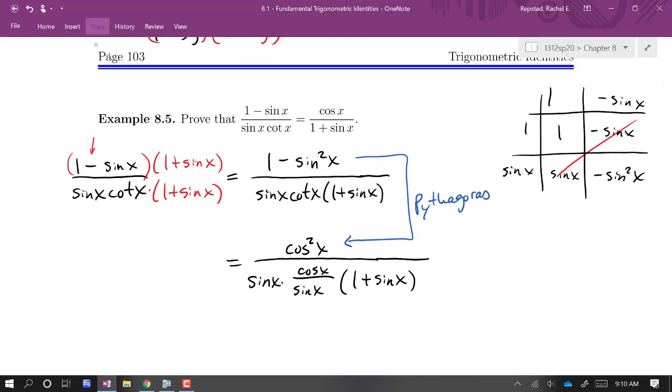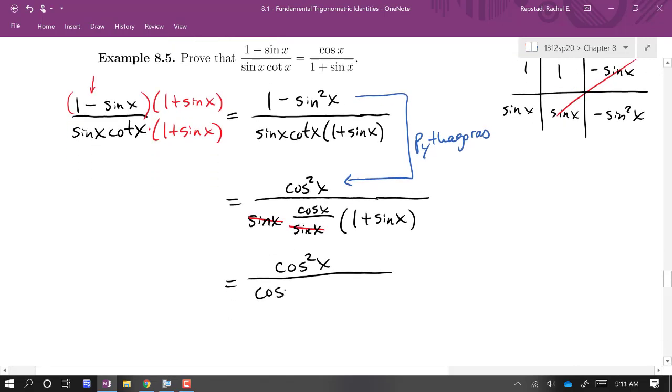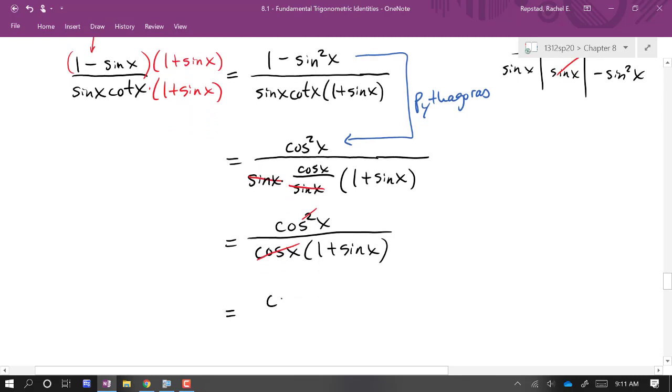We could do some canceling here. Sine cancels with that sine. Now we have cosine squared x on top divided by cosine x times 1 plus sine x. And we could do some more canceling. This factor of cosine cancels with a factor of cosine on top, and we are left with cosine x divided by 1 plus sine x, as desired. There's a more muted way of declaring victory, I guess.